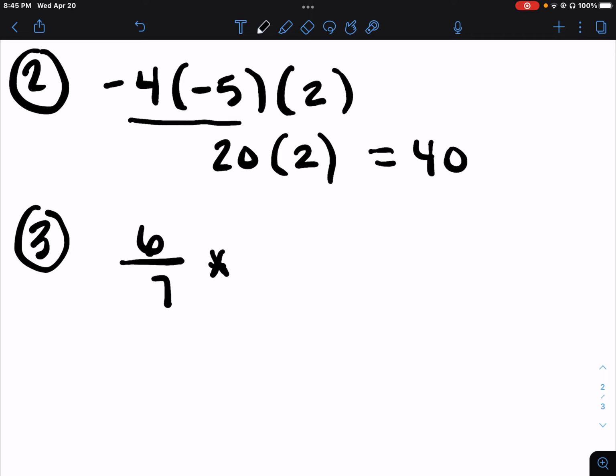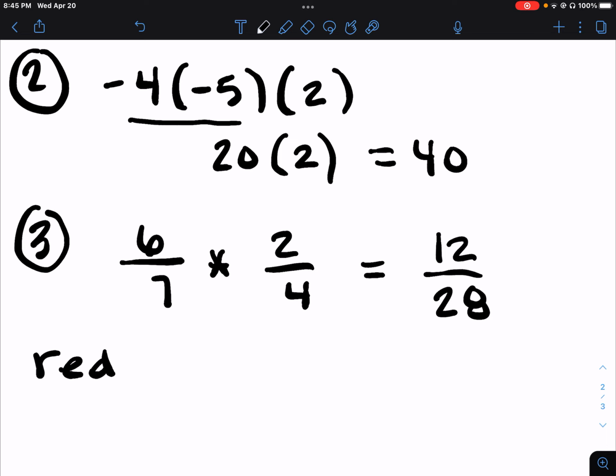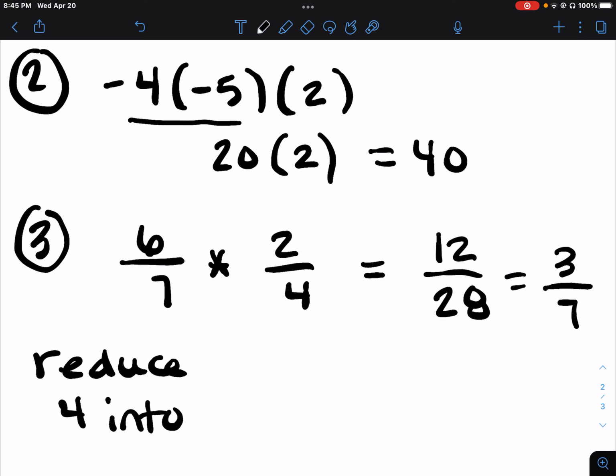Six over 7 times 2 over 4. Okay, multiply straight across. 6 times 2, 7 times 4. Okay, then we're going to reduce. 4 goes into each. 4 goes into 12 3 times. 4 goes into 28 7 times. Okay, we always reduce.